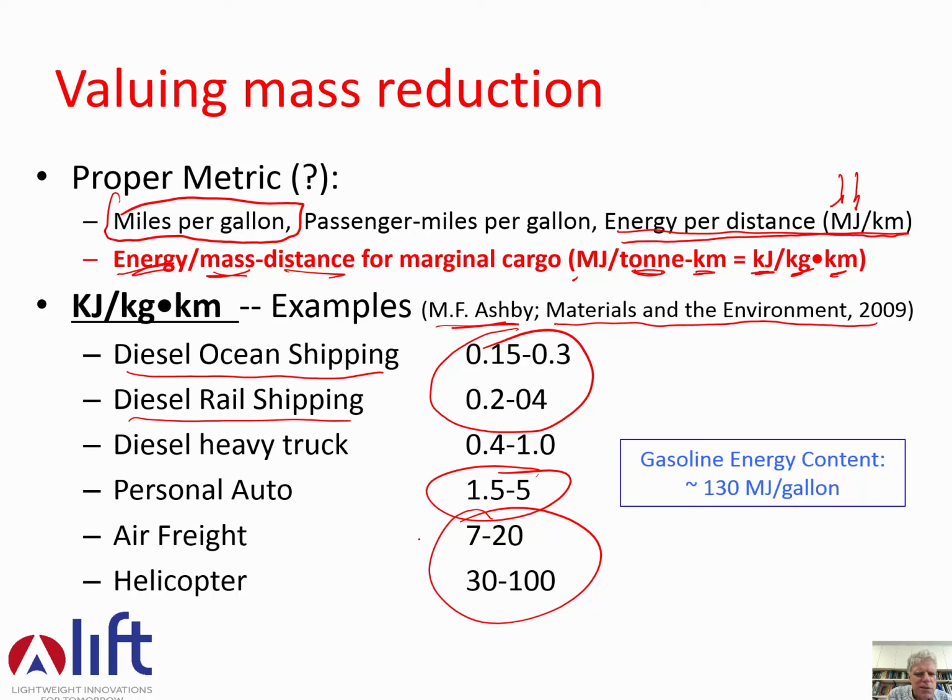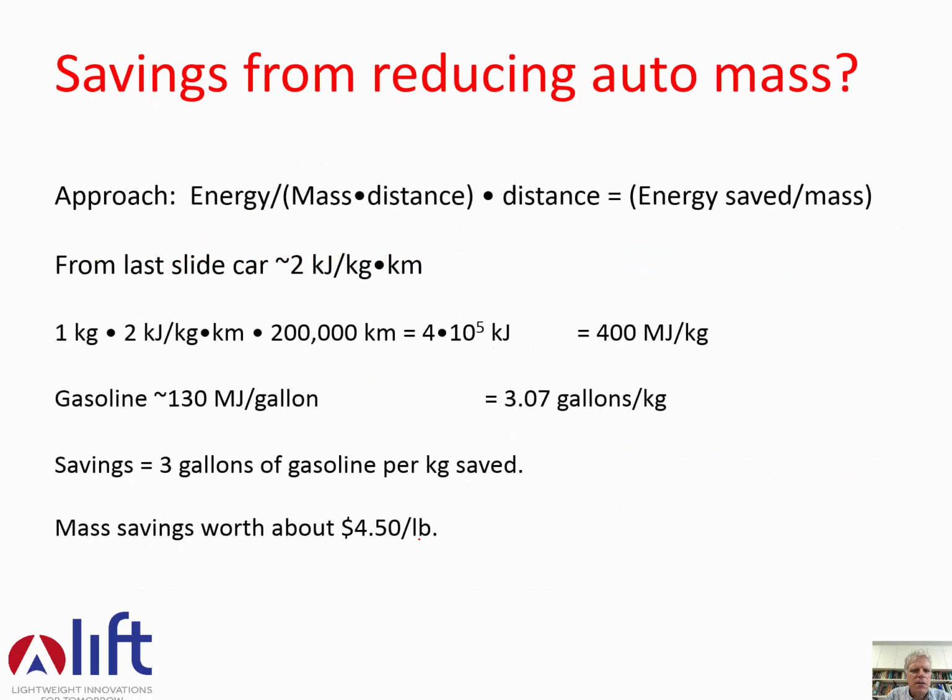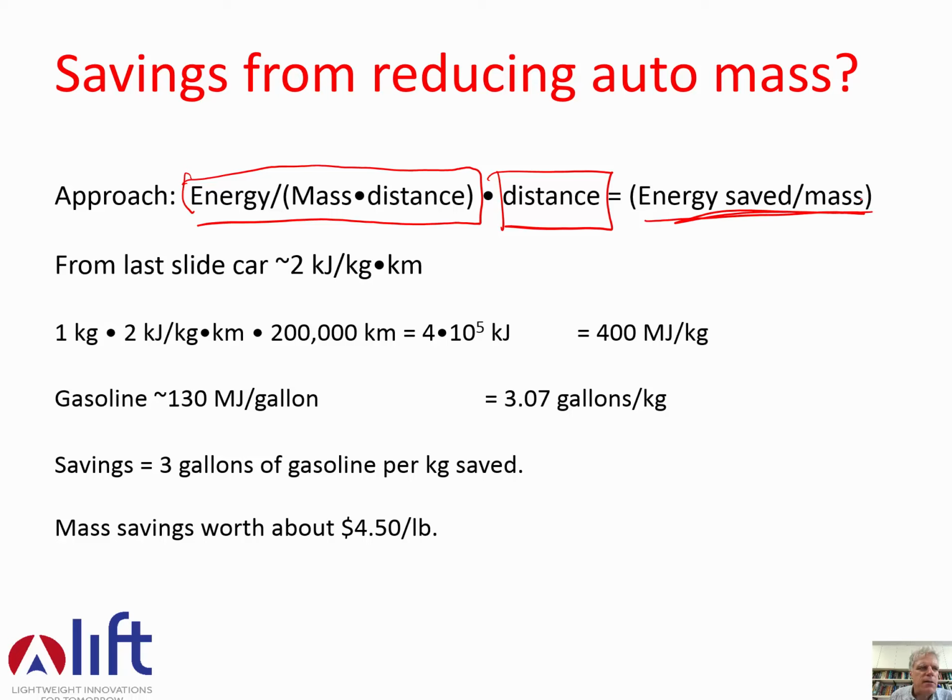So how do we make sense of this? How do we take numbers like this and make sense of them? Well, let's look at savings from reduction in auto mass. The approach we're going to use is to take this metric, the Ashby thing, energy is mass times distance, and then multiply that by how long the vehicle might last, and then you get an energy savings per mass. This can help you answer the question: if it costs me $10 to put in a component that saves me 10 kilograms, is that worth it?